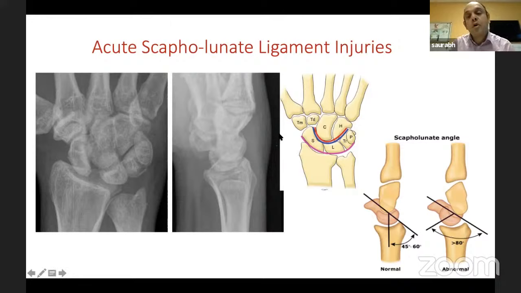So let's introduce another concept, Gilula's lines. There are three lines. The first line is going to run through the proximal pole of these three bones. The second line is going to run through the distal pole of scaphoid, lunate, triquetrum. And then the third line will run through the proximal pole of capitate and hamate. So these are three smooth lines with no steps. In all these perilunate injuries, we're looking for those steps and the break in these lines.